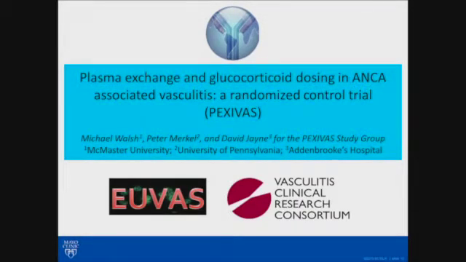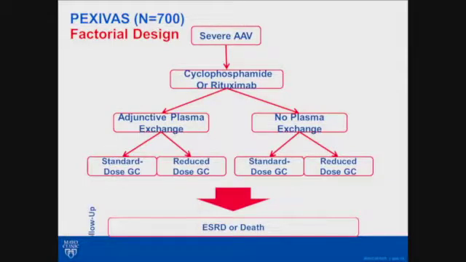So this is actually the largest study that was ever done in ANCA-associated vasculitis. 700 patients were enrolled all over the world with severe ANCA-associated vasculitis, and this trial has been completed, and the results have been presented at meetings and are under review for publication in peer-reviewed journals. So these patients with either alveolar hemorrhage or renal disease were all receiving standard treatment with glucocorticoids and either cyclophosphamide or rituximab. And then they were randomized to receive either plasma exchange in addition to this standard treatment, or no plasma exchange. And then there was another subgroup.